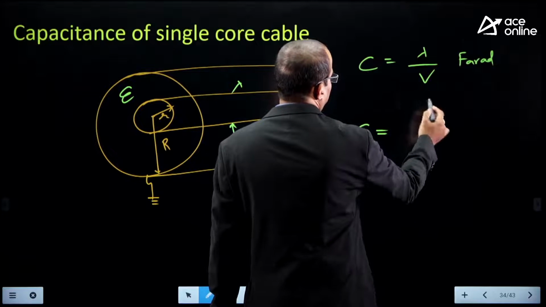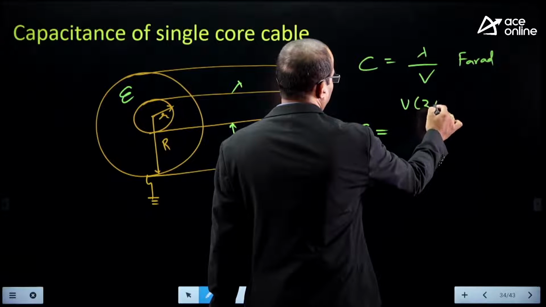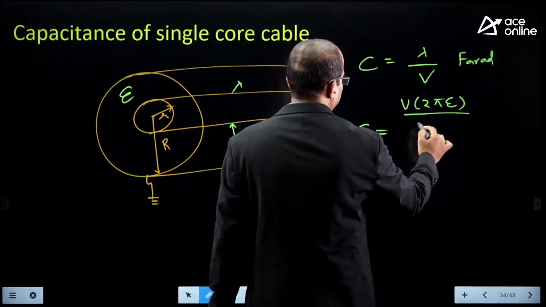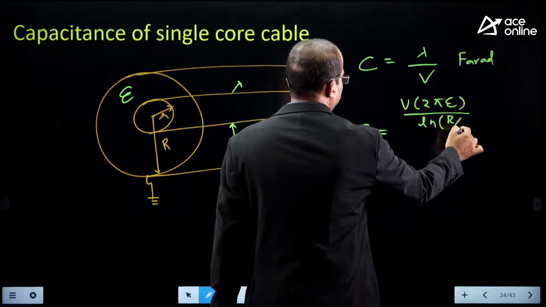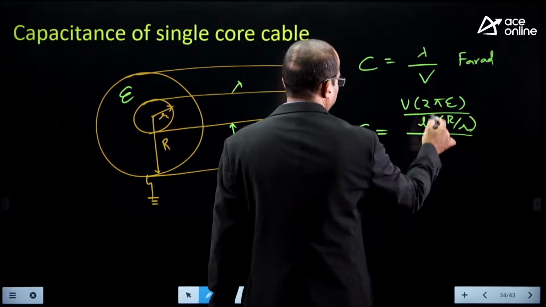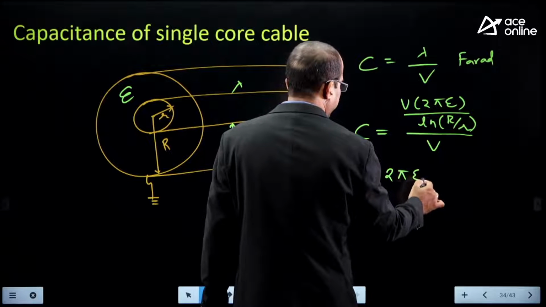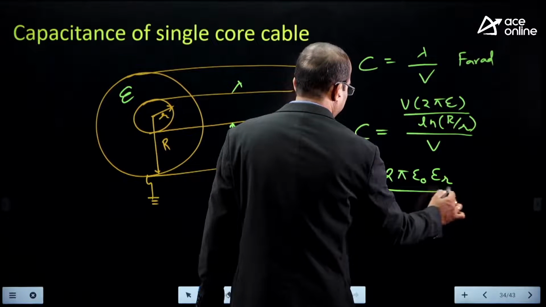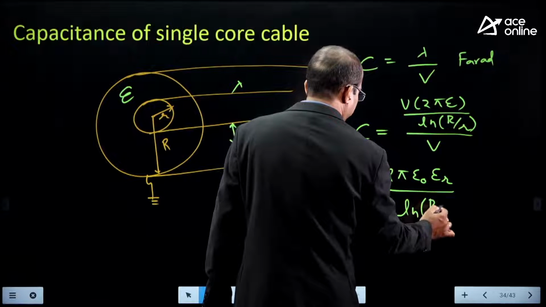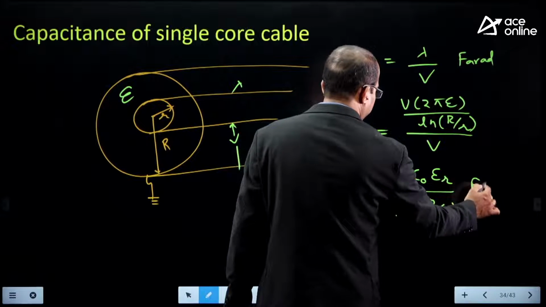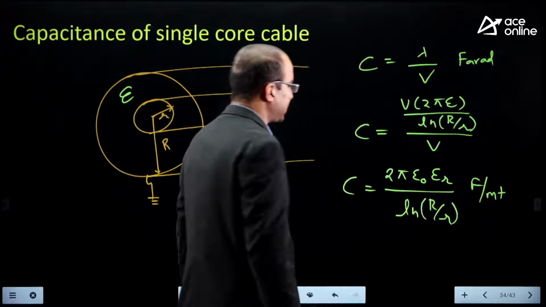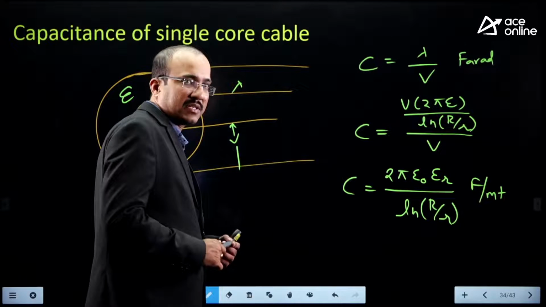So C is lambda, which is V into 2 pi epsilon by ln of capital R by small r, divided by V. V and V get cancelled out. C is equal to 2 pi epsilon naught epsilon r by ln of capital R by small r, farad per meter. So this is how we can calculate the capacitance.